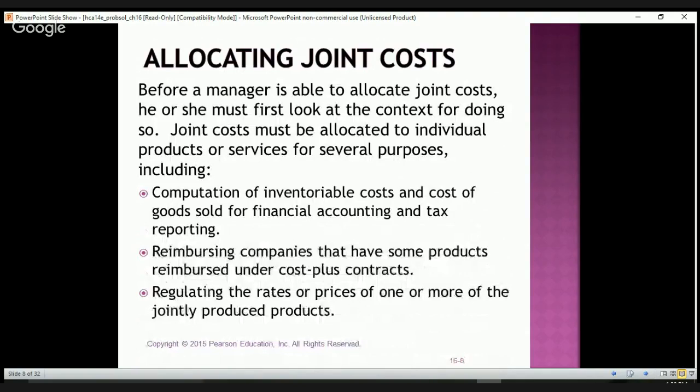Before a manager is able to allocate joint costs, he or she must first look at the context for doing so. Joint costs must be allocated to individual products or services for several purposes, including computation of inventoriable costs and cost of goods sold for financial accounting and tax reporting, reimbursing companies that have some product reimbursement under cost-plus contracts, and regulating the rates or prices of one or more of the jointly produced products, and of course, litigation or insurance settlement situations.